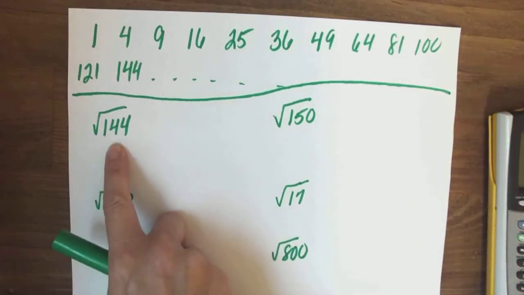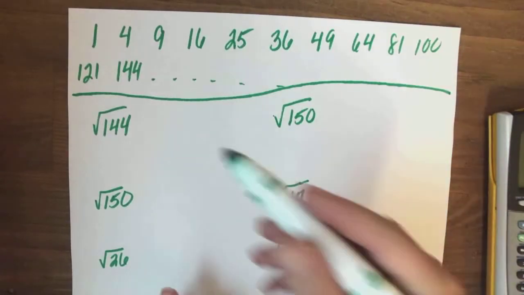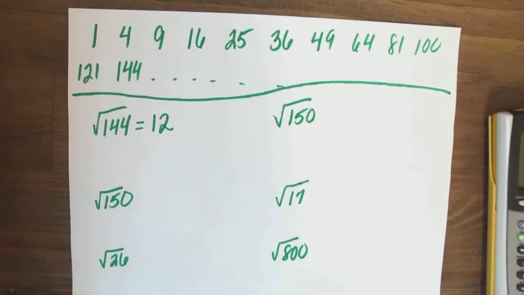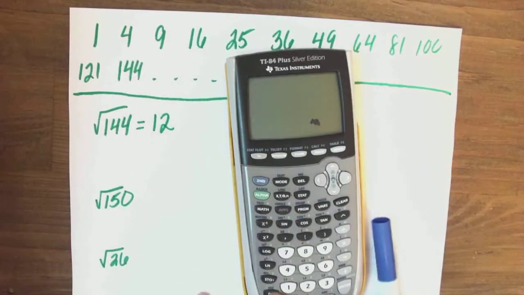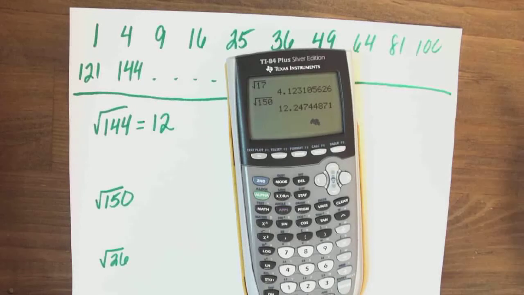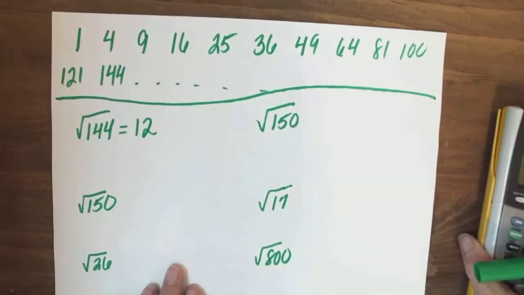The first one I want to do is the square root of 144. Well, if I type the square root of 144 into my calculator, I can see very easily that it's a perfect square because 12 times 12 is 144. Nice whole number there, done. However, my next one here is the square root of 150, and if I bring my calculator over here and type in the square root of 150, it's a big old irrational number. That's disgusting.